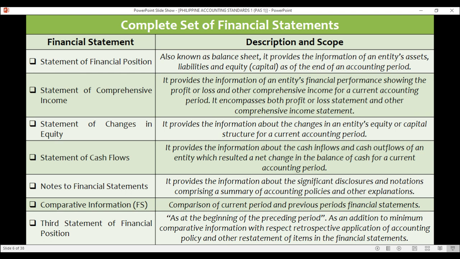Okay? Statement of cash flows. It provides the information about the cash inflows and outflows of an entity, which resulted in the net change in the balance of cash for a current accounting period. So therefore, all the cash receipts and disbursements are being reported there. Quick overview for statement of cash flows. The components of cash flows are classified into three major activities. We have the operating, investing, and financing.